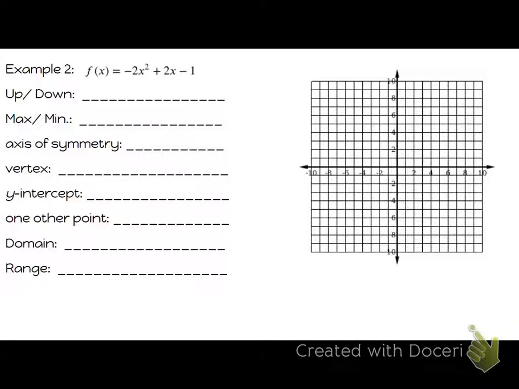So example number 2 is very similar to example number 1. Okay, so let's look. Looking at this quadratic function, is it going to be a maximum or is it going to have a minimum? Maximum. Why? The negative a. Good. Because this is a negative, we know that it's going to be maximum. Meaning, is the graph going to be up or down? It's going to be down.